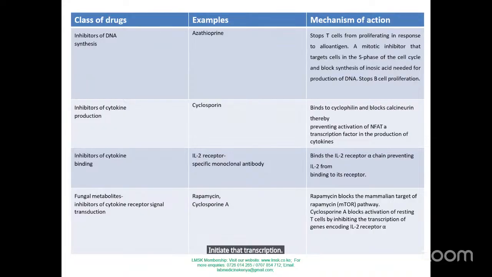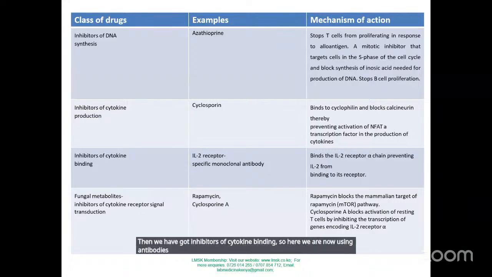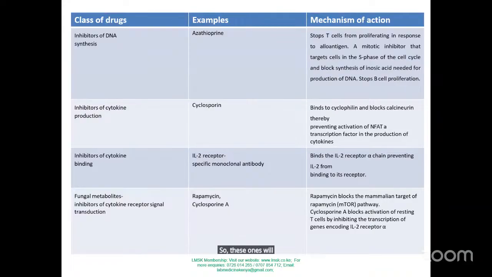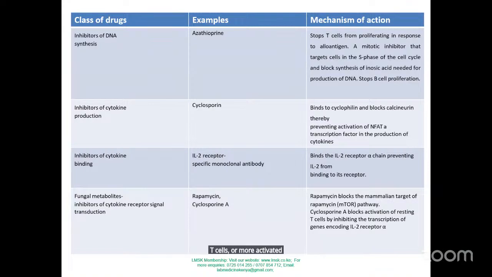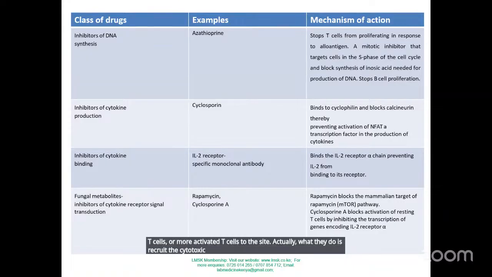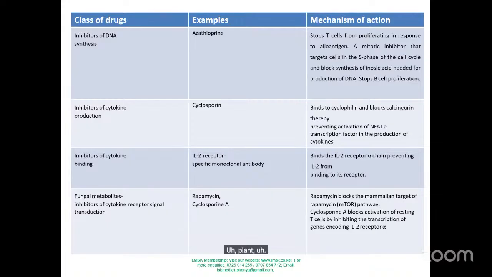Then we have inhibitors of cytokine binding. Here we are now using antibodies, the interleukin-2 receptor-specific monoclonal antibodies. These block the sites for binding of interleukin-2. If they are not able to bind, they will not be able to mount a response. They will not be activated, and they will not be able to recruit more activated T cells to the site. Actually, what they do is recruit the cytotoxic T cells that are able to mount direct killing of the newly transplanted graft.